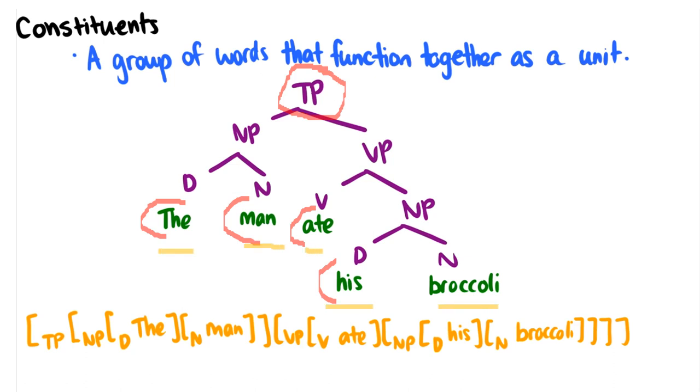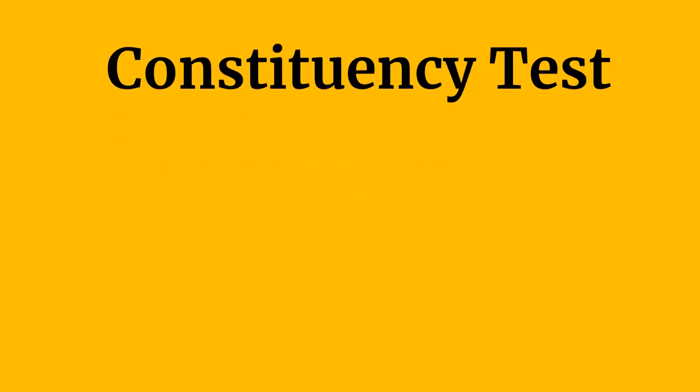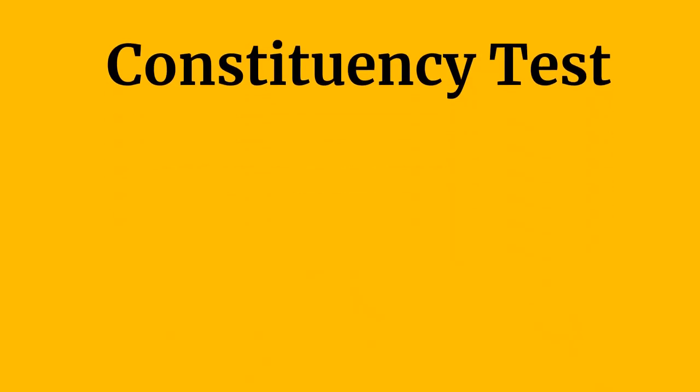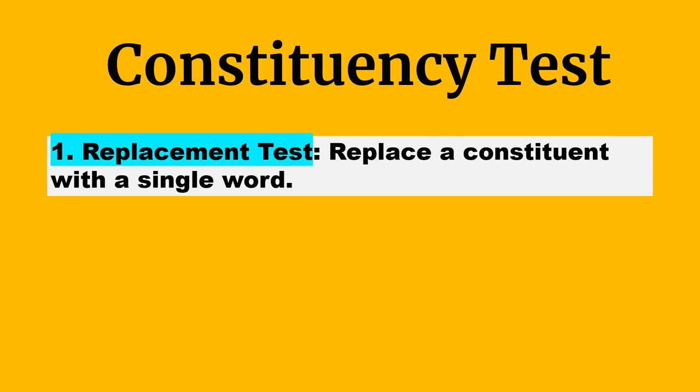Okay, so the question is then, are the words man and ate a constituent? Is that a group of words that functions as a unit? And the answer is no, because as you can see in the tree structure, there is no single node that you can pick to get man and ate on their own. Therefore, it is not a constituent, and we will have an informal test to show why. Okay, the first constituency test is the replacement test.